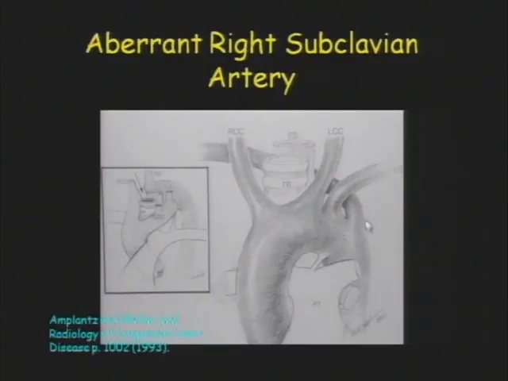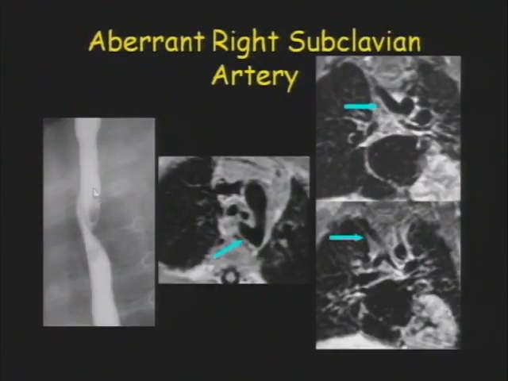The aberrant right subclavian artery is when the right subclavian comes off distal to the left subclavian and wraps behind the esophagus. Here we can see the posterior indentation on the trachea on this upper GI, and on this MR, this was incidentally found. You can see that right subclavian coming off, crossing behind, and heading off to the right arm.